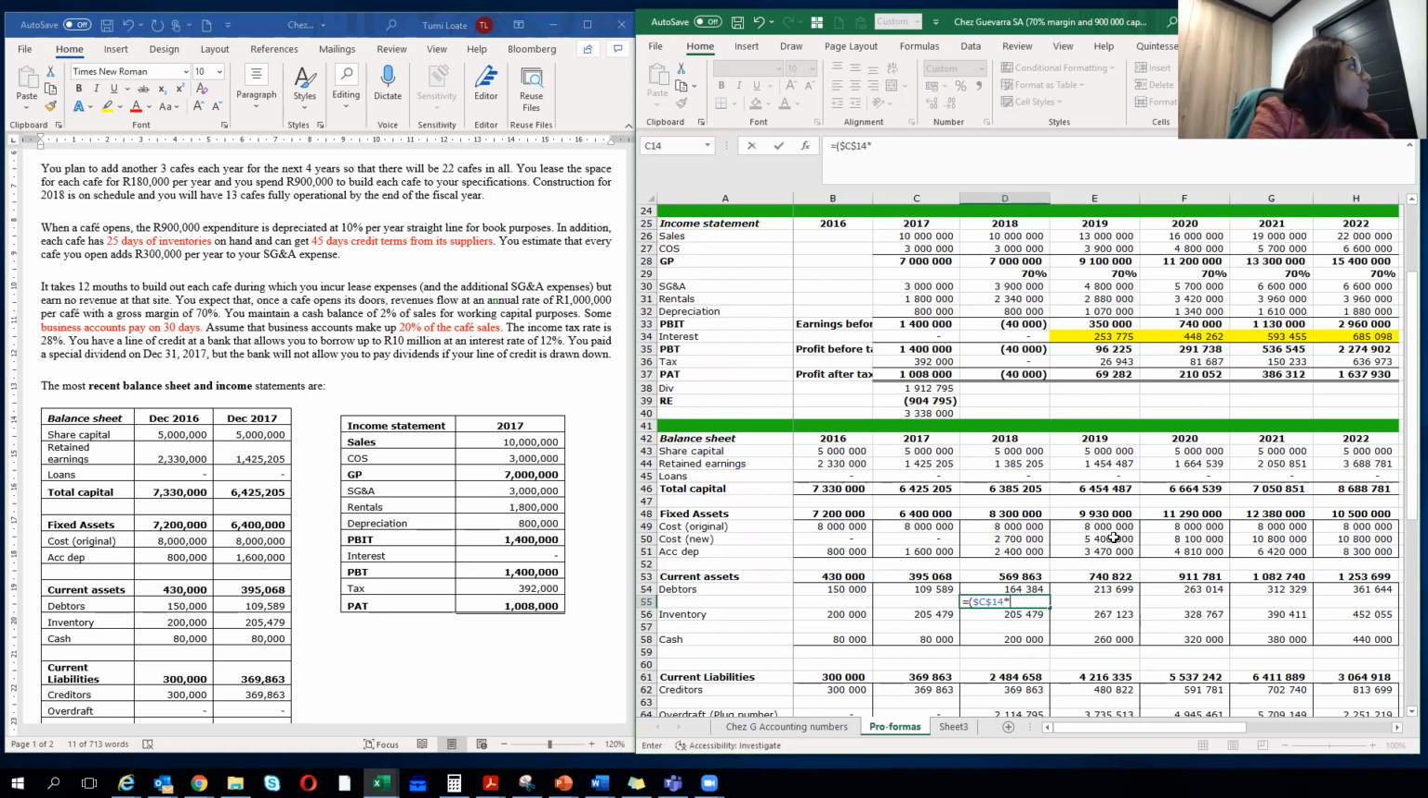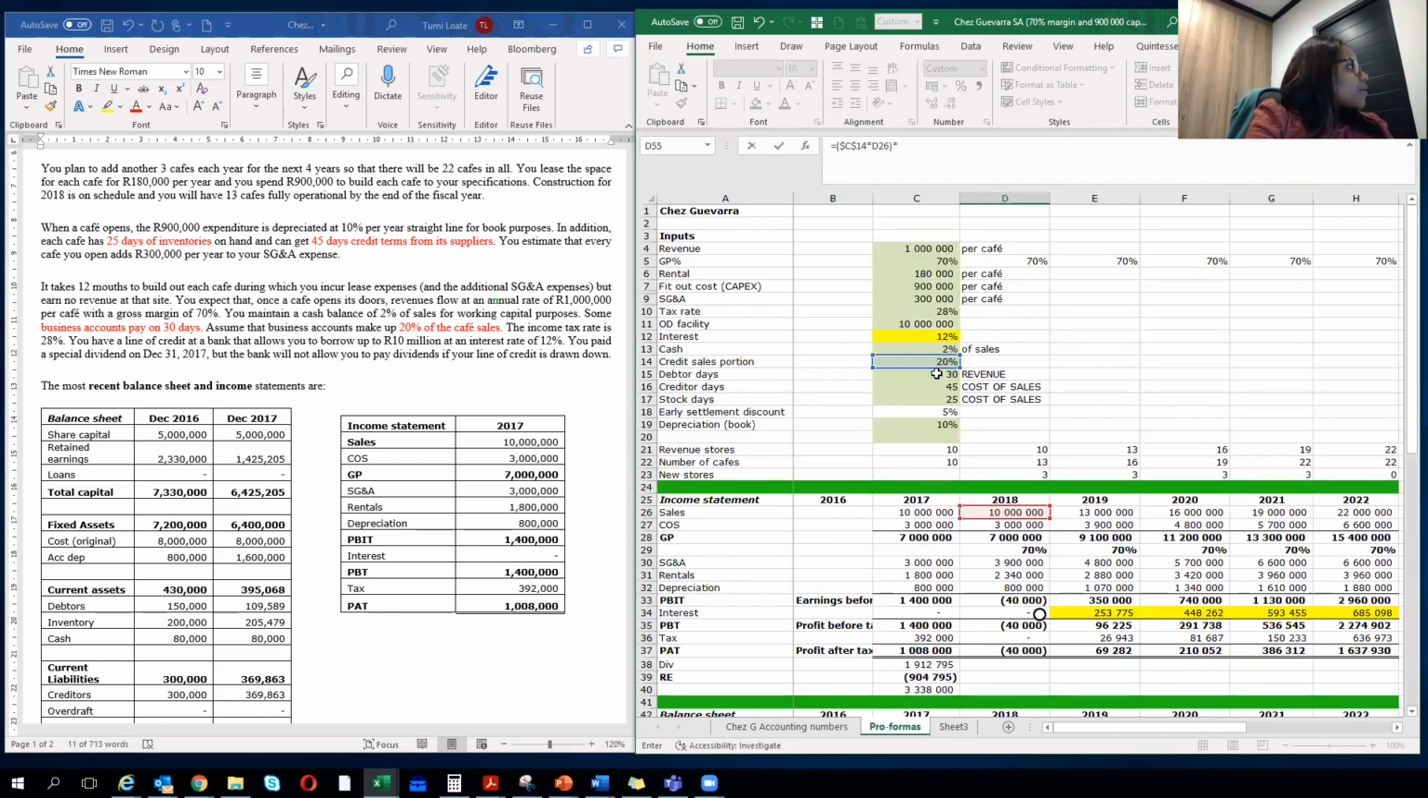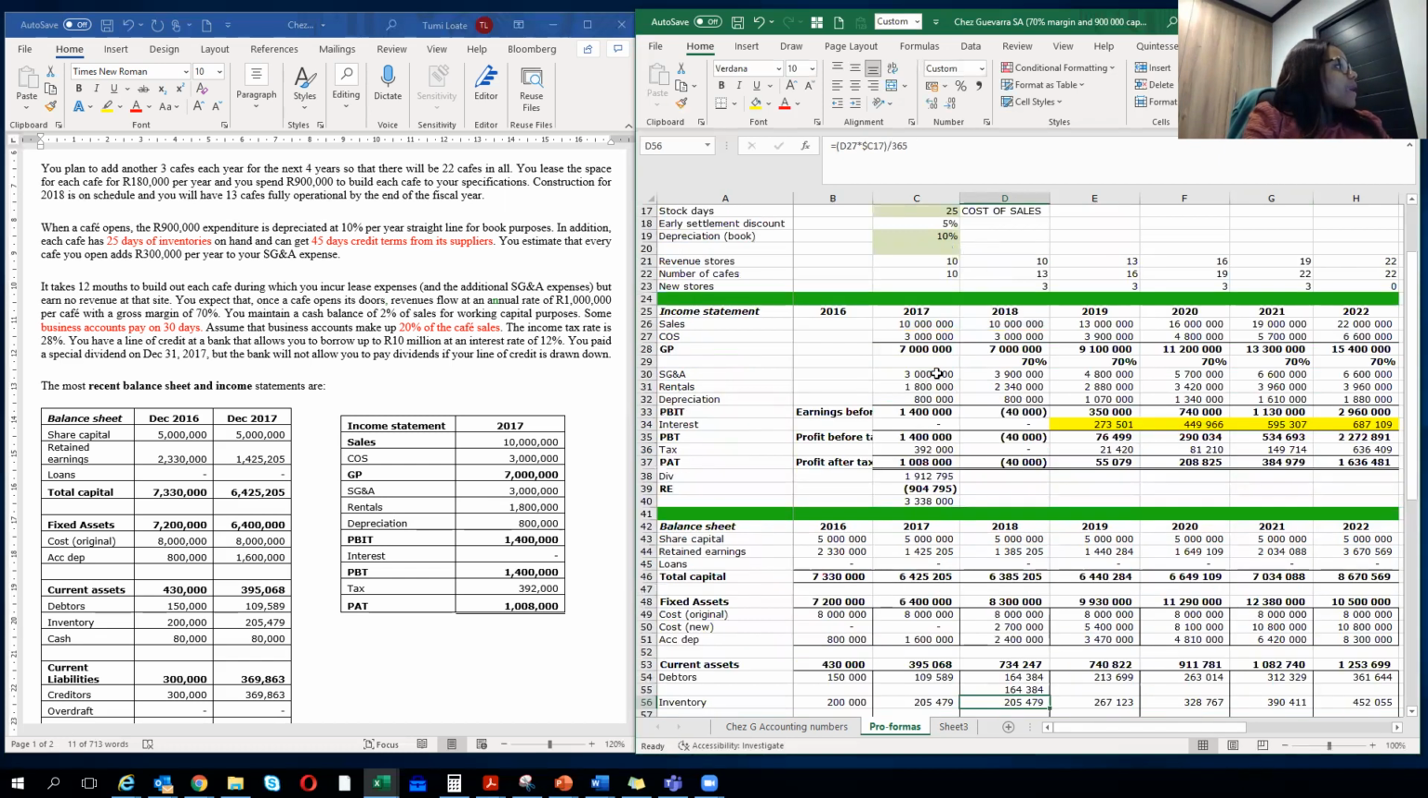I multiply that by the sales. Remember, it ties in with your revenue. And then they said it's 30 days. So you're going to bring in the 30 days up here, and then you divide that by the 365. Okay, that's how you get to the 164,384. That's the calculation.